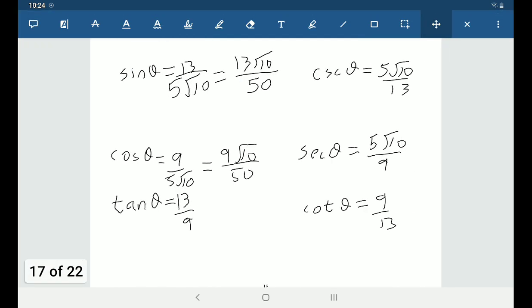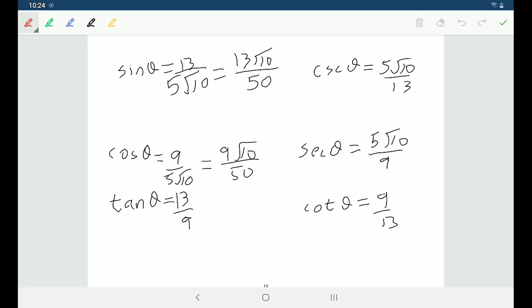Sine is opposite over hypotenuse, 13 over 5 root of 10. Don't forget, of course, not to leave it in that form. It needs to be written in simplest terms, and that means rationalizing that denominator, multiplying top and bottom by root of 10. So on the bottom, you would have 5 times root of 10 times root of 10, which is the same thing as 5 times 10, or 50. So there we go, we have sine.